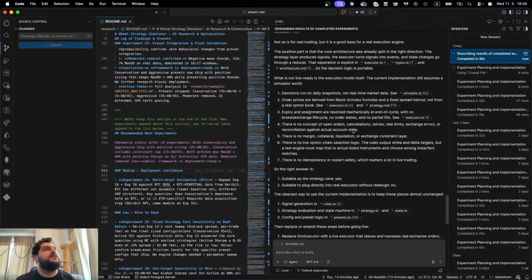Not as is for real trading, but it's a good base for the real execution engine. Positive part is that the core architecture was already split in the right direction. Strategy layer produces signals, and executor turns signals into events and state changes through a reducer. That separation is explicit, and so the decision logic is portable. What is not live ready is the execution model itself. The current implementation still assumes a simulated world. Decisions run on daily snapshots, not real-time market data. Order prices are derived from Black-Scholes formulas and a fixed spread haircut, not from a real option chain.